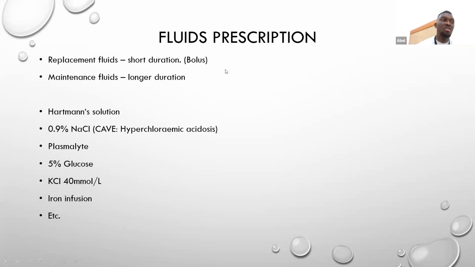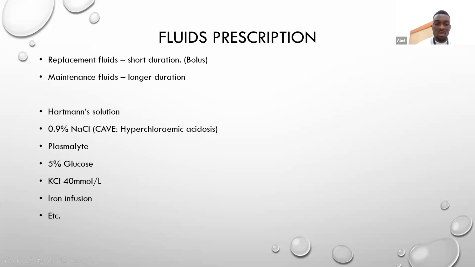And if the patient is also hypertensive from hemorrhage as well, so you want to replace it quickly. So the main difference is, well, these are short duration IV infusions, while maintenance fluids are more of longer duration, so 4 hours to 6 hours to 8 hours, 10 hours, depending on the patient's needs.